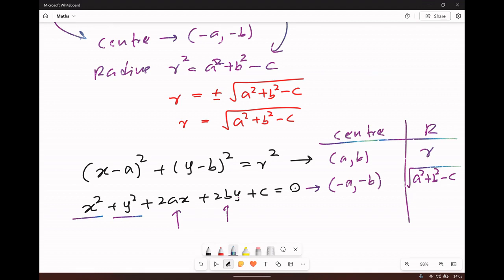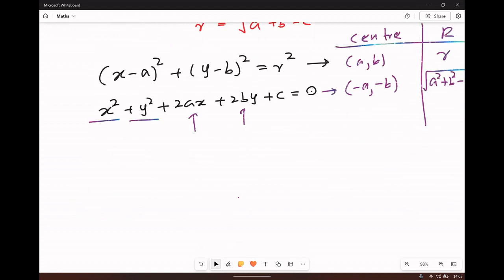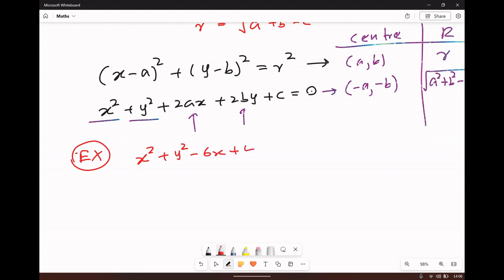But if we have equations with proper numbers rather than having a, b and r here, it is really simple to convert from one to the other. So let's see how we can convert from one format to the other. I'm going to show you an example of how we can convert from one format to the other. Okay, so let's look at an example. I'm going to write the equation of the circle as x squared plus y squared minus 6x plus 4y plus 4 is equal to 0.